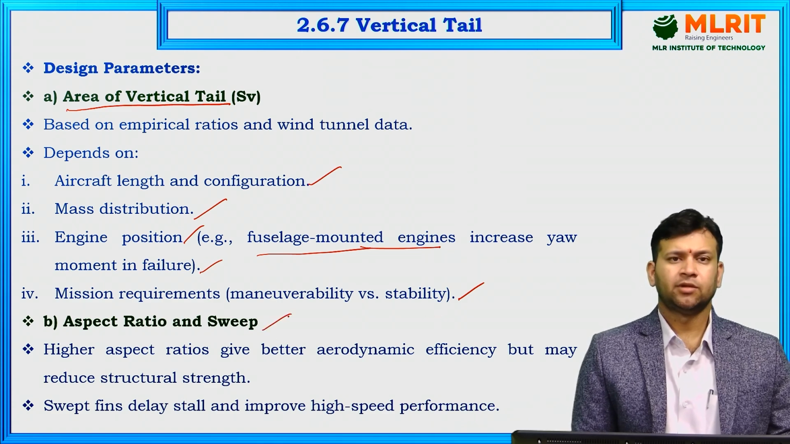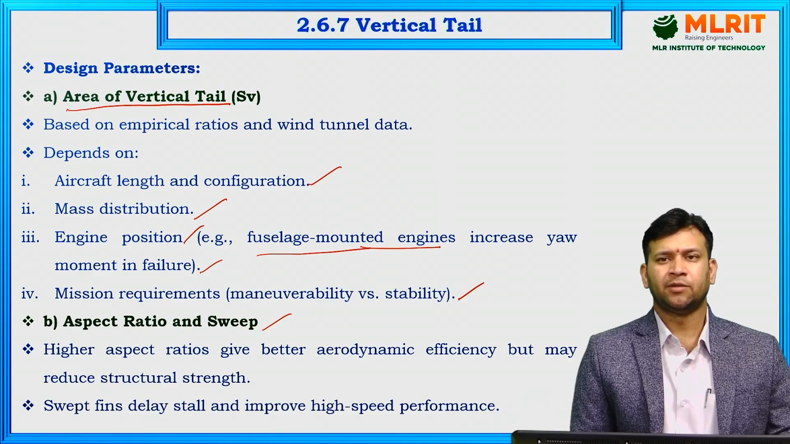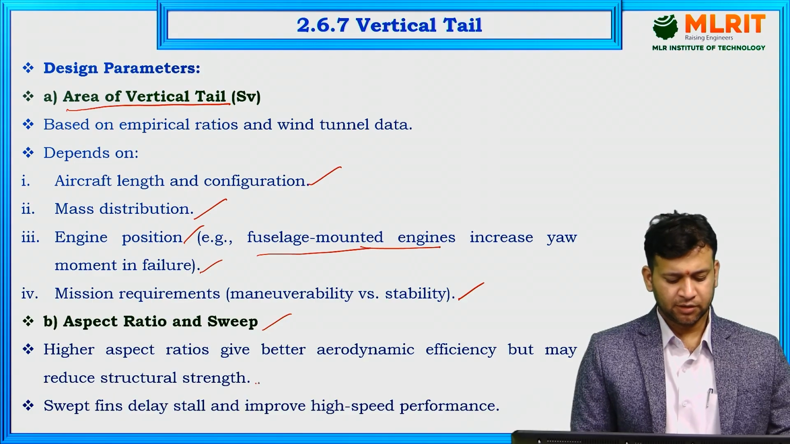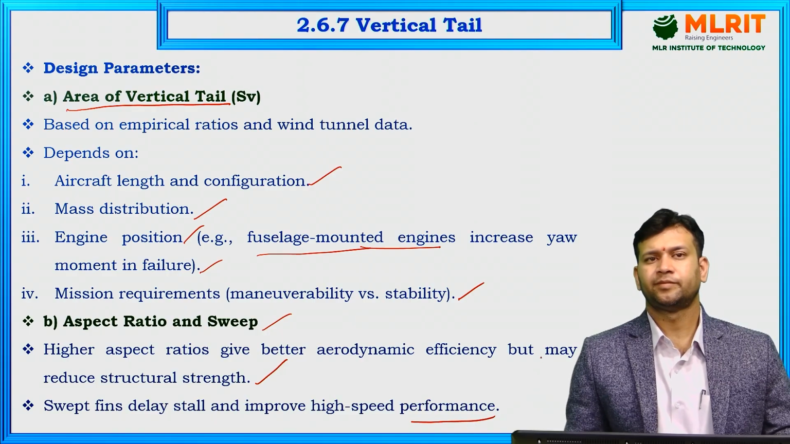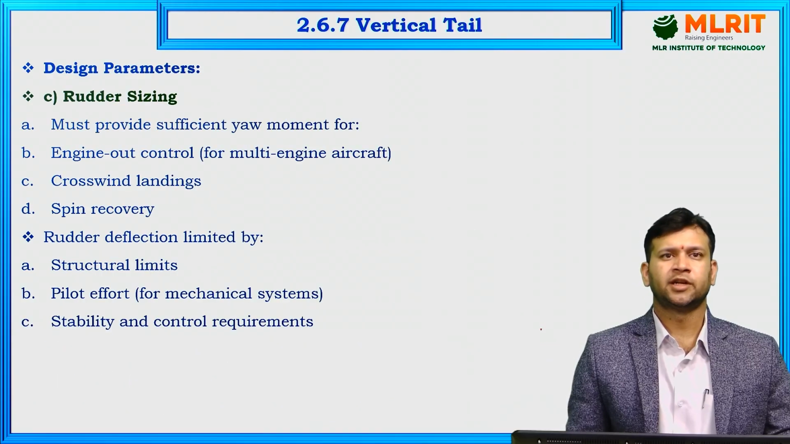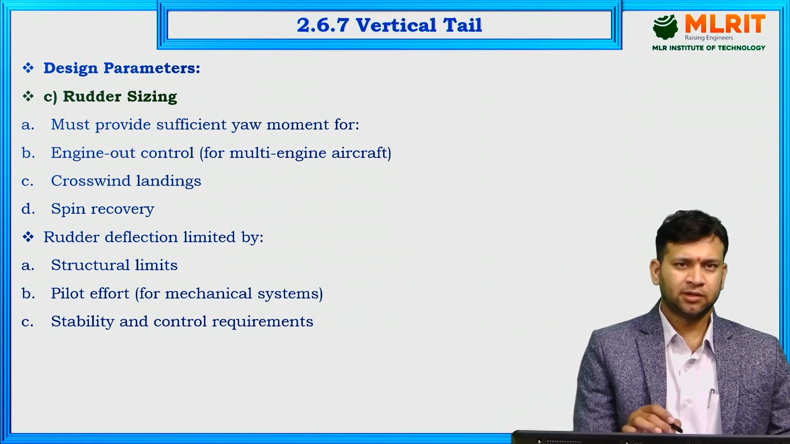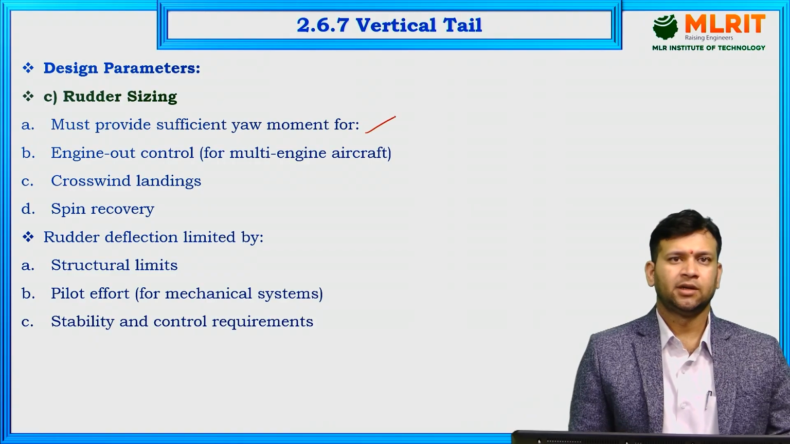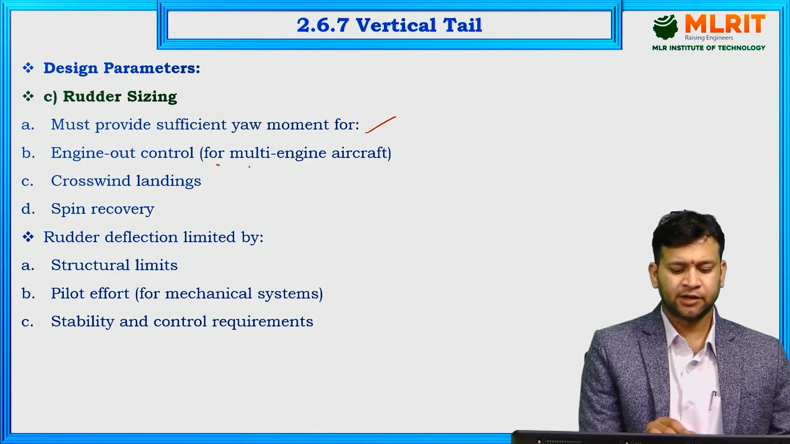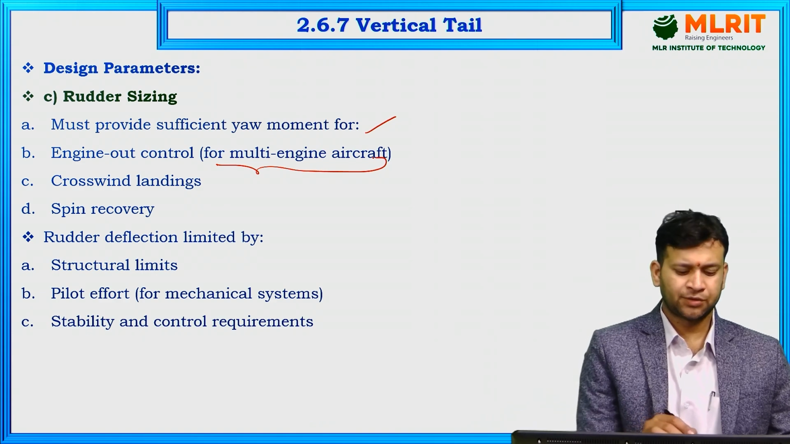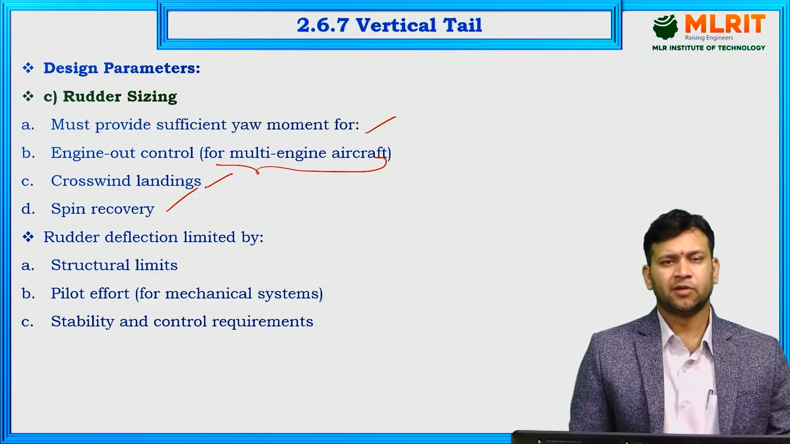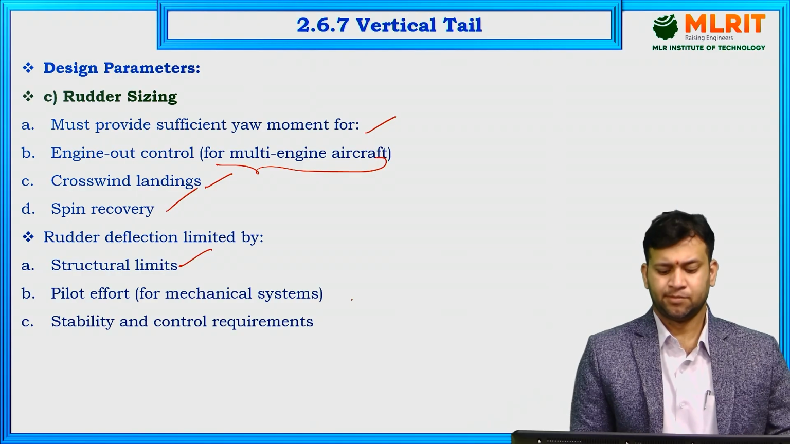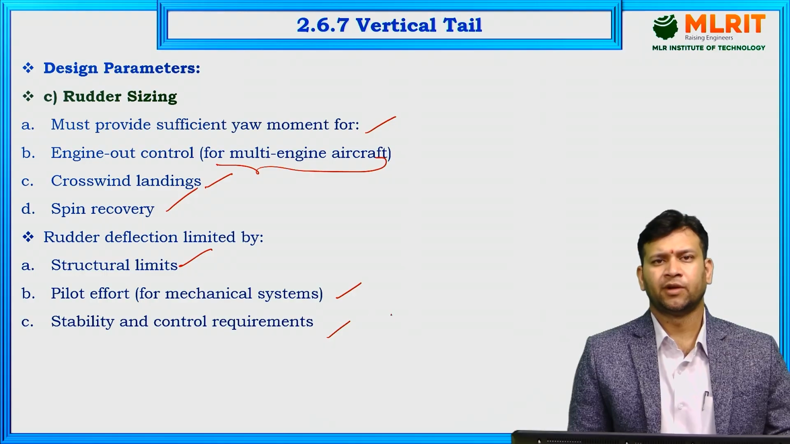Aspect ratio and sweep: higher aspect ratios give better aerodynamic efficiency but may reduce structural strength. Swept fins delay stall and improve high speed performance. Rudder sizing: it provides sufficient yaw moment for engine out control, that is in case it is a multi-engine aircraft, crosswind landings, and spin recovery. Rudder deflection is limited by structural limits, pilot effort, stability and control requirements.